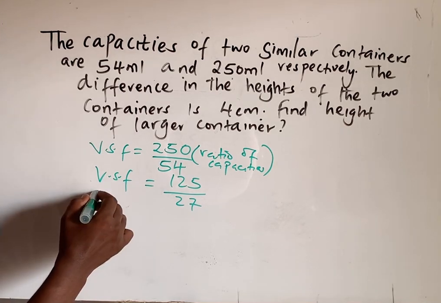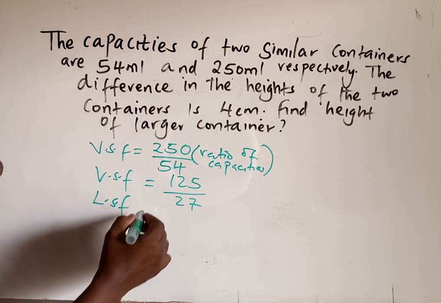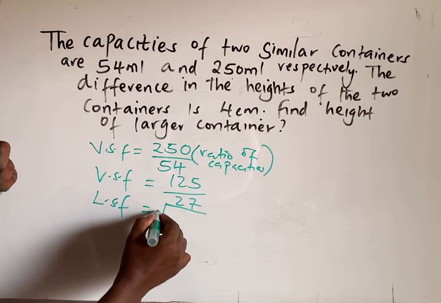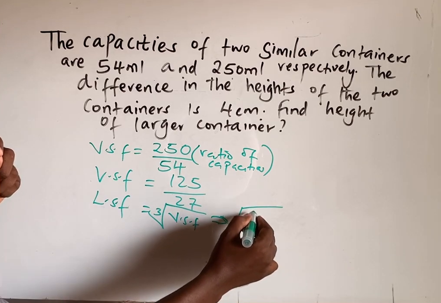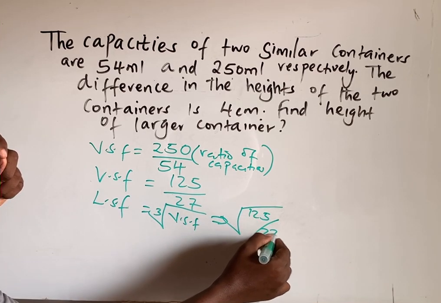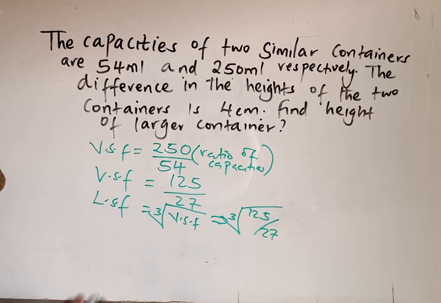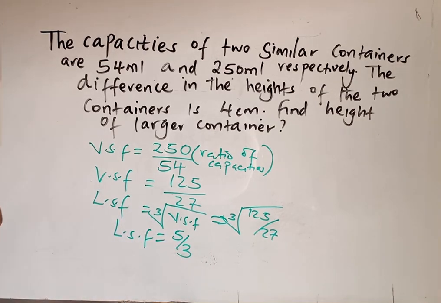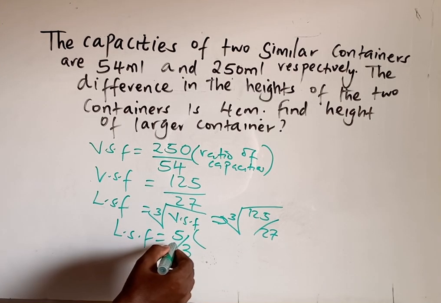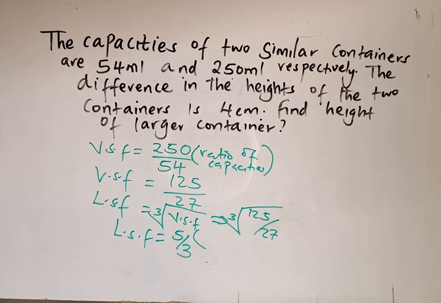From there, we shall find the linear scale factor, and the linear scale factor is the cube root of the volume scale factor, which implies the cube root of 125 over 27. This is the same as 5 over 3. Now, the linear scale factor represents the ratio of their heights. But you're told that the larger container is 4 centimeters more than the smaller container.